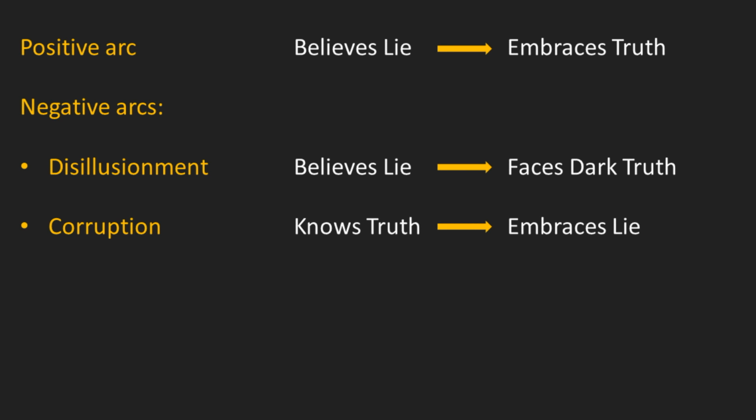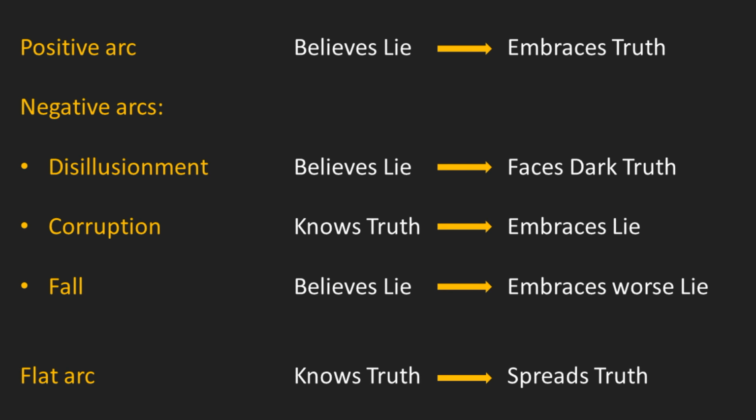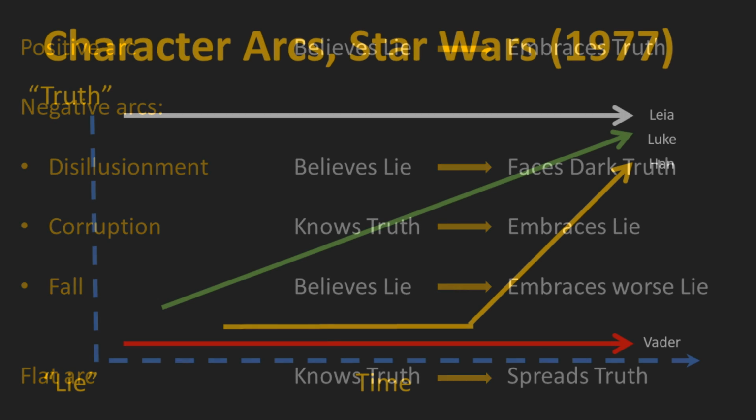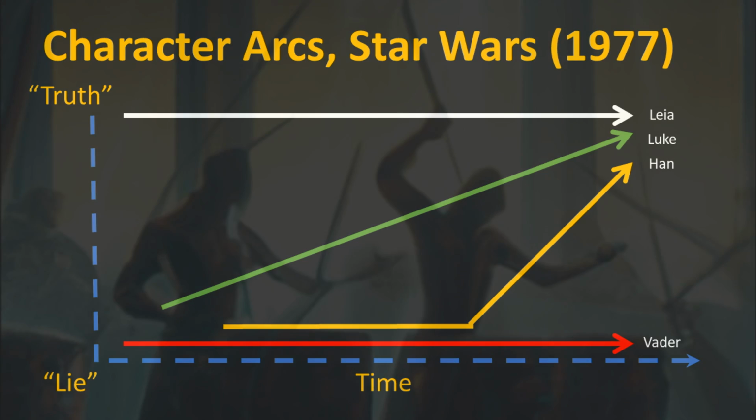A corruption, an inversion of the positive change arc, where the character starts off knowing the truth, but embraces the lie. A fall, where a character starts off believing a thematic lie, just as in a positive change arc, but moves towards a new, darker lie, rather than the truth. Finally, there are flat arcs, where the protagonist changes the world instead of the world changing them. Think classic Superman or hard-boiled fiction. Of course, characters other than your protagonist will also go through arcs during your story, but these won't necessarily be anchored to the same plot beats.